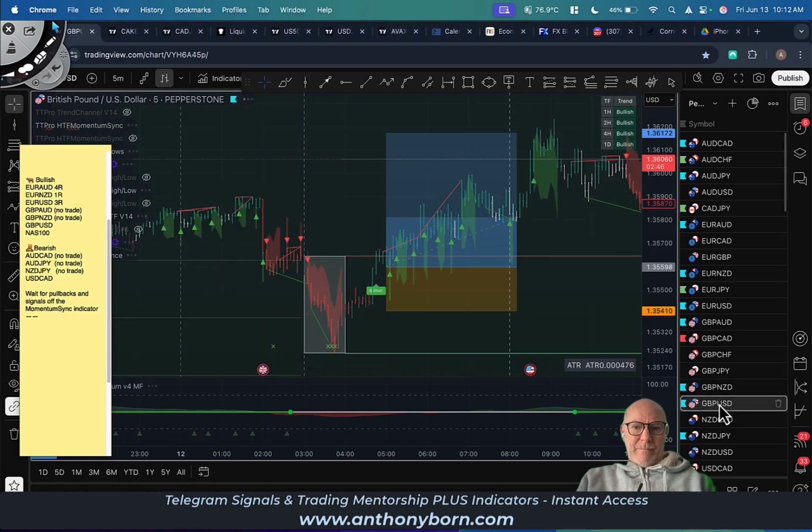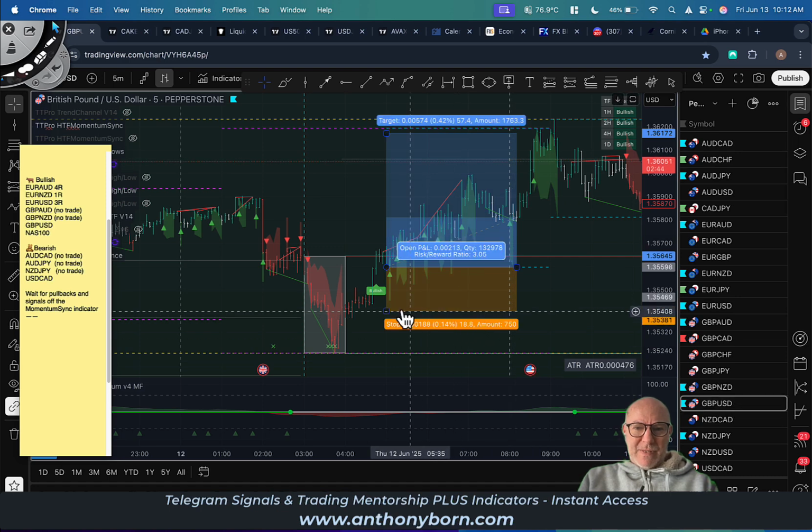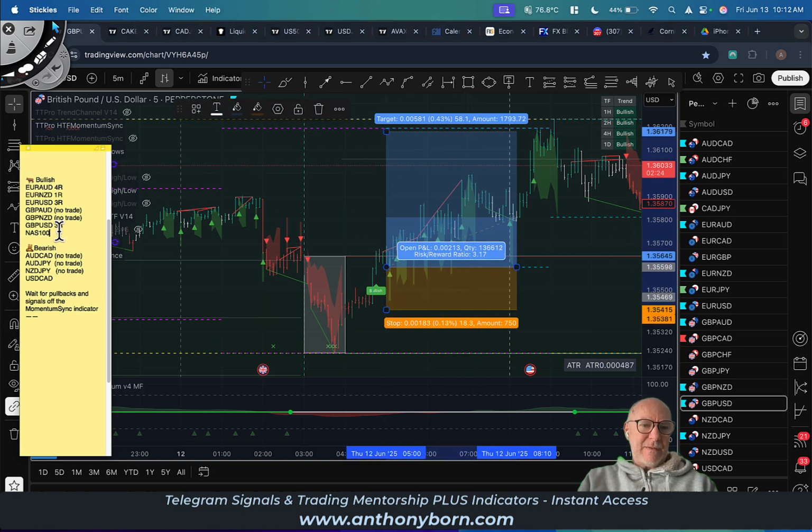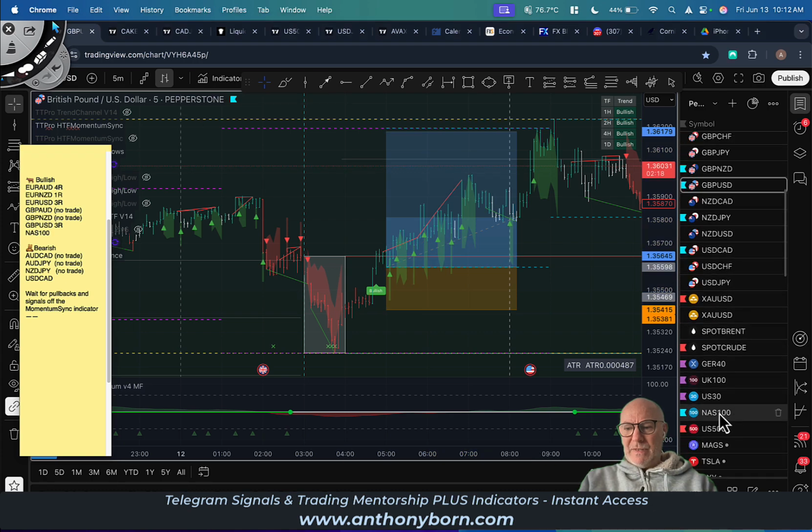Pound dollar. Okay, we were looking for the buy. See, the signal kicked in right there. Target the levels up the top here. There's a 3R target reached. That's 11R. NASDAQ. Okay, scrolling down.